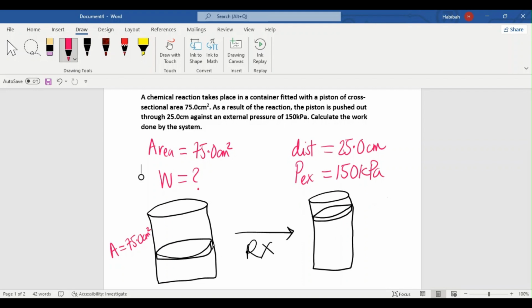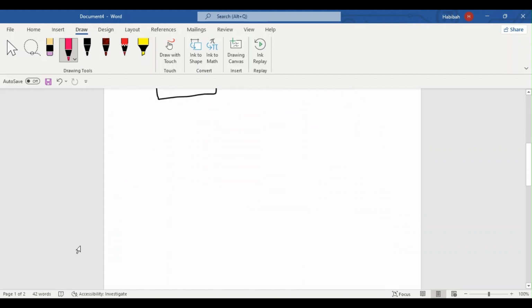Now, if we look at our work from here up until here, this is the distance traveled. So this whole thing here is 25 centimeter. That's how much the piston traveled, from before work started on the system to after. So it is a 25 centimeter distance that the piston traveled as a result of the work done by the system. Now, the external pressure being applied is 150 kilopascal. So we're being asked the work done by the system.